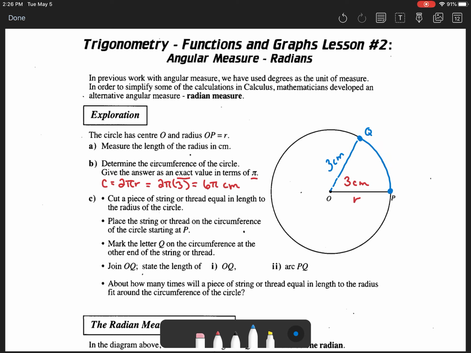Well, arc PQ is the curved section P to Q, which is obviously going to be 3 centimeters. I know it's 3 centimeters because I cut that piece of string myself to mimic the length of the radius of the circle. So I've got 3 equal sections there that are all 3 centimeters.